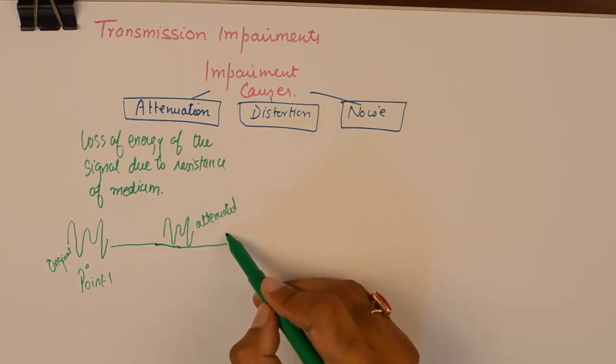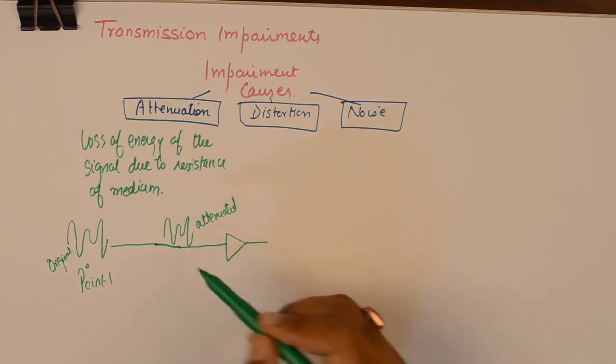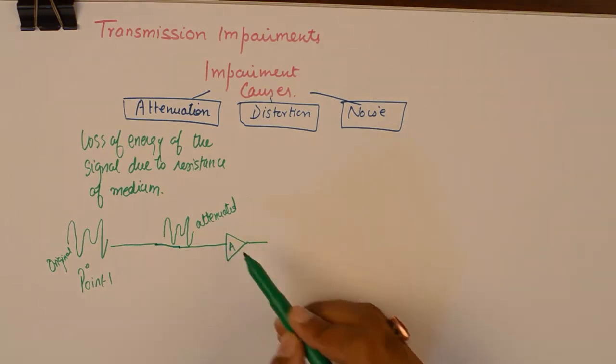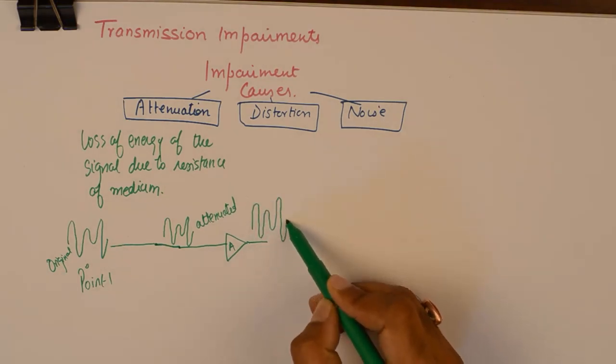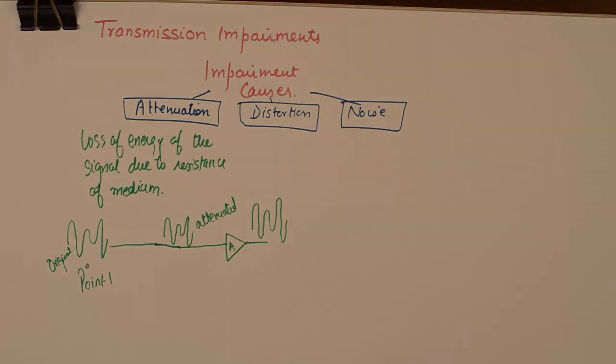So what we can do is to rectify it, we can pass it through an amplifier that will further boost the strength of the signal. That is why repeaters are used time and again during the transmission of the signal. So this is what the idea is. We send the original signal, it gets attenuated, then it is passed through the amplifier which boosts the signal, and it gets to a point where it was intended to be sent.